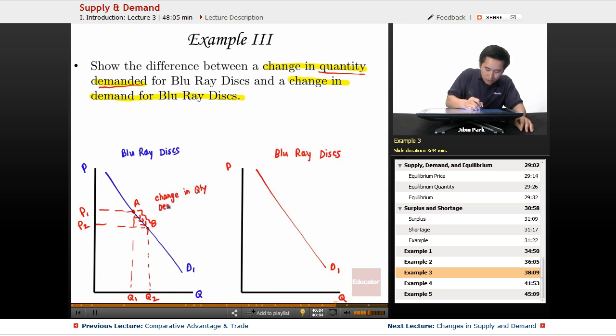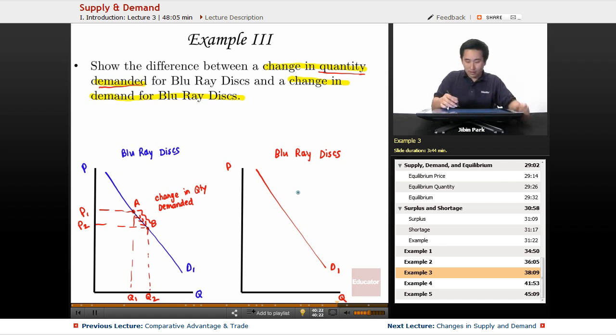So this is a change in quantity demanded, and so there's no change in demand. Notice the demand curve stayed exactly the same, but to move from point A to point B, the price change caused a change in quantity demanded. The demand curve itself stayed the same.